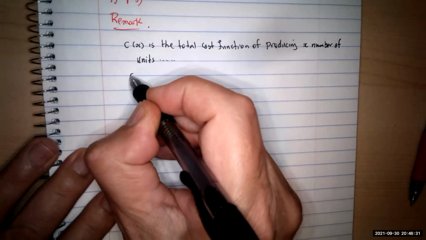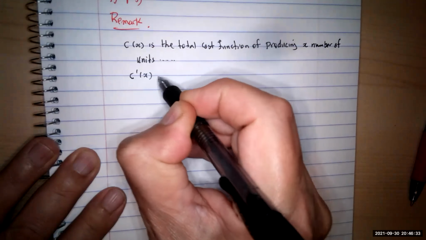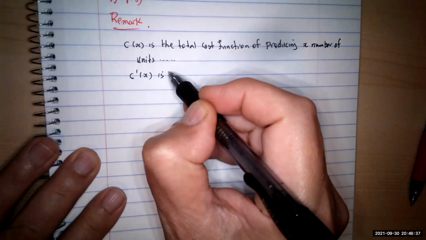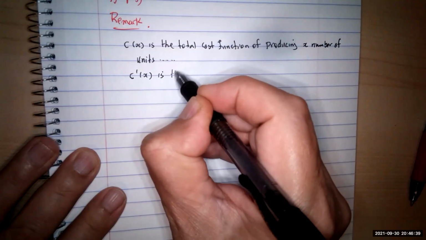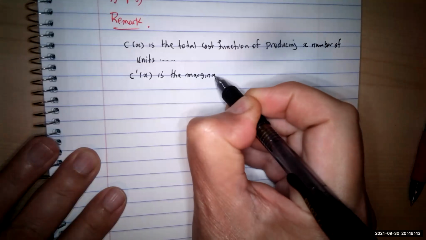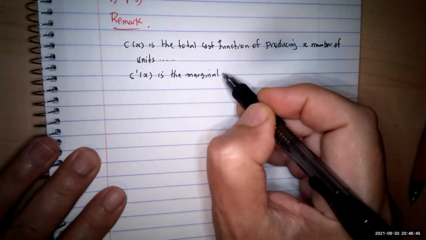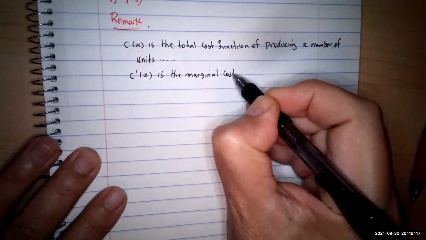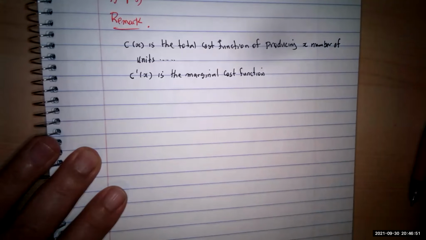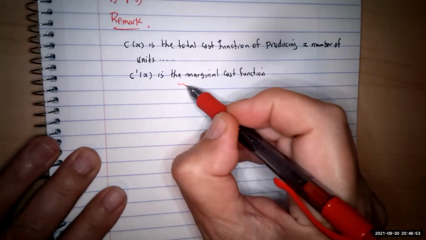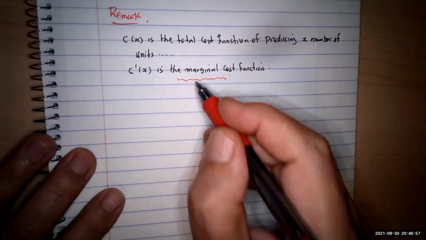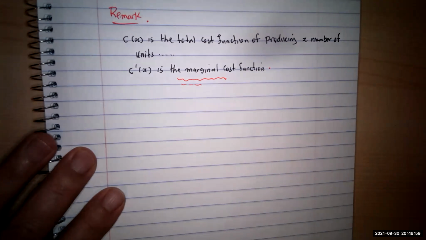C prime of X is going to be the marginal. Okay, this is going to be the marginal. That's the expression, the marginal cost function. So the term marginal in business means the derivative. Okay, so that's going to be the cost function, the C of X.